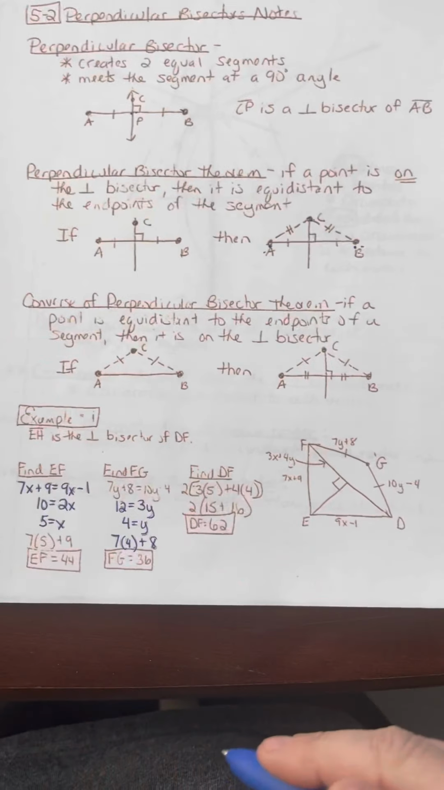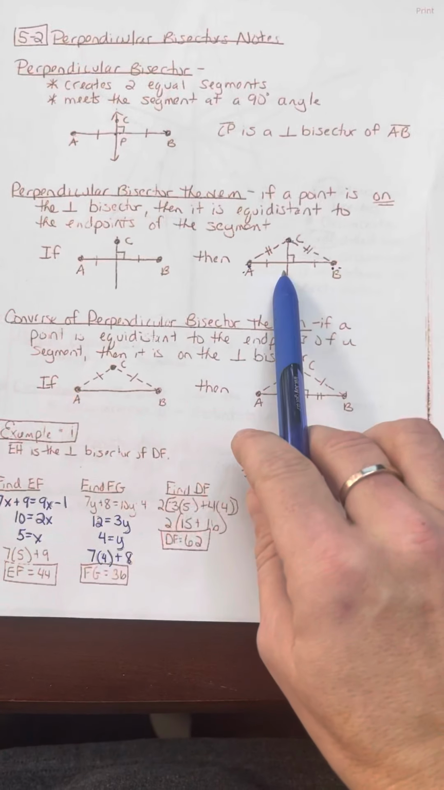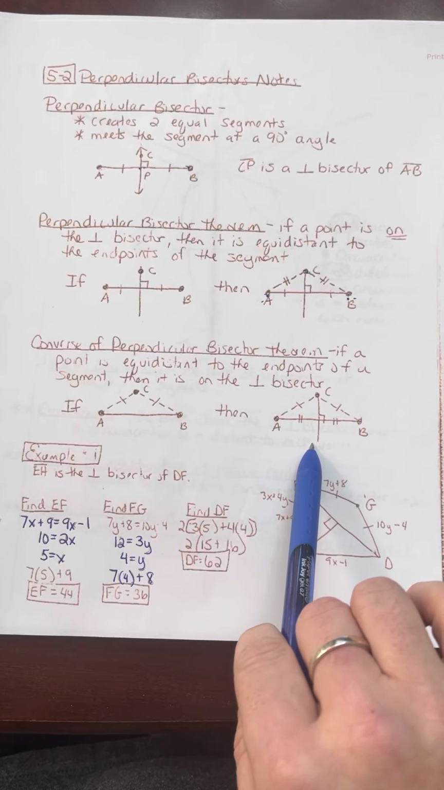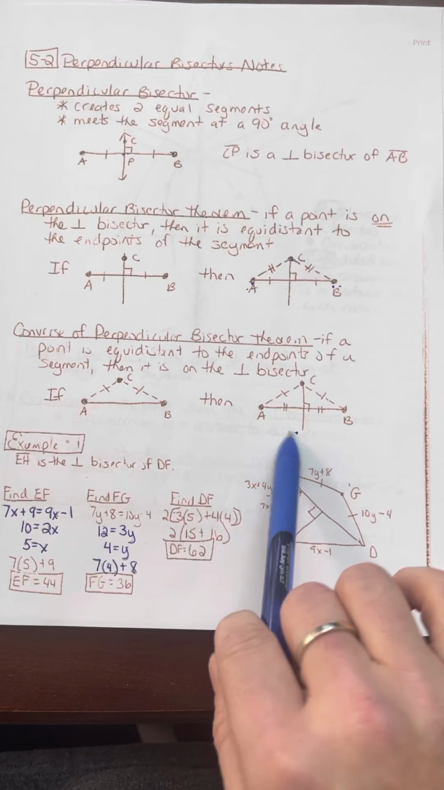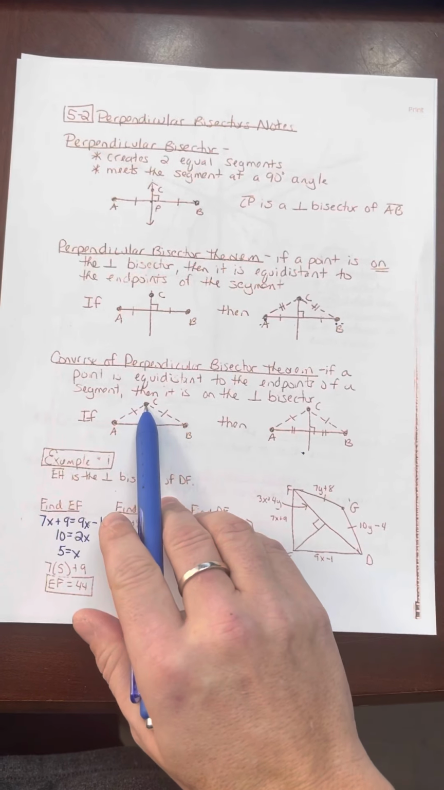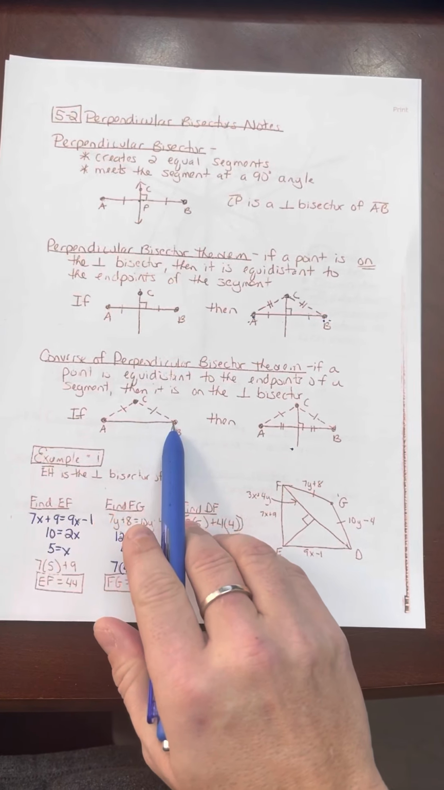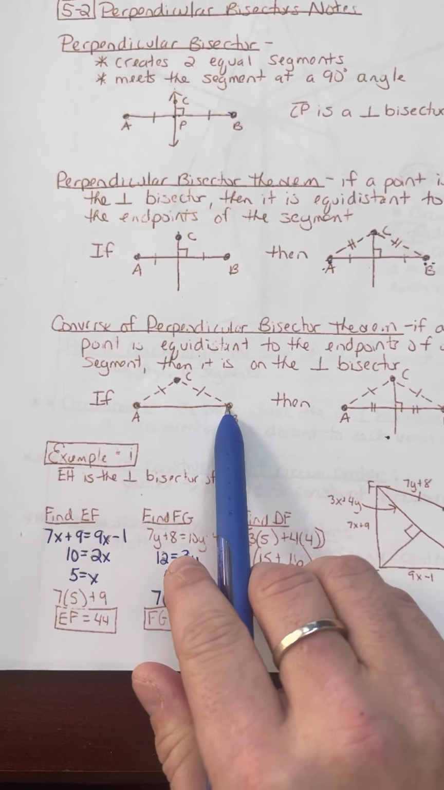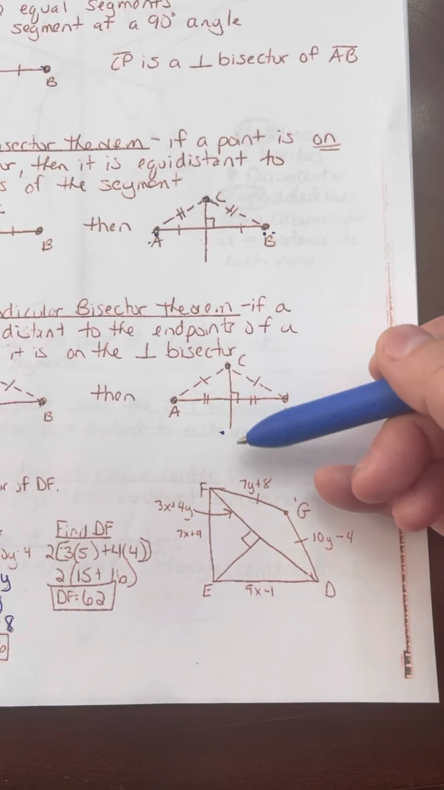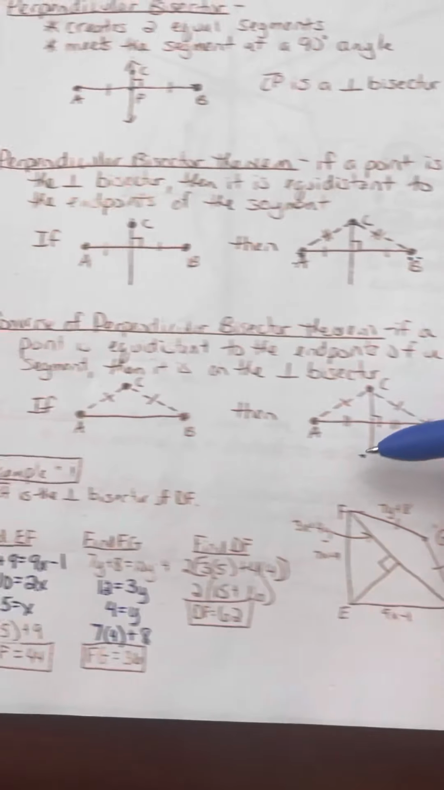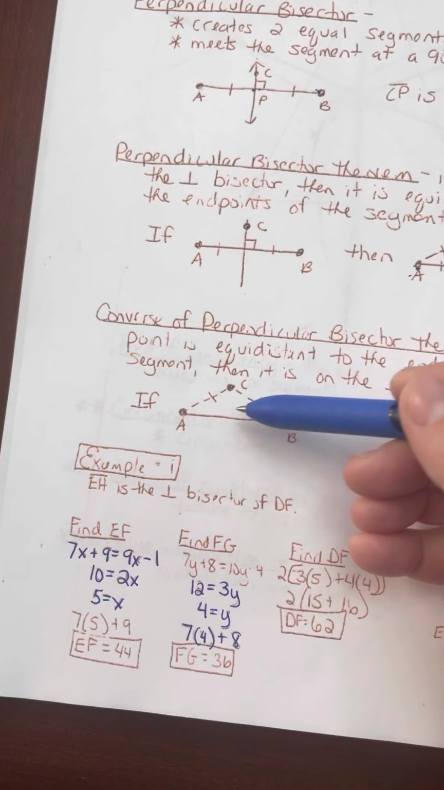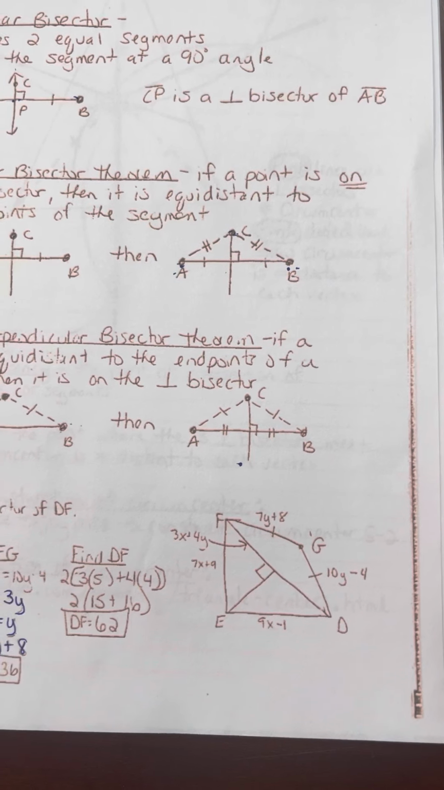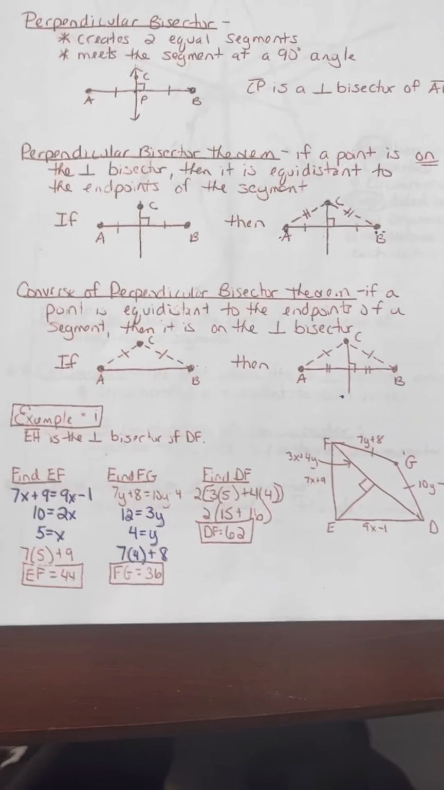The converse of the perpendicular bisector theorem, you can see my pictures up here versus my pictures down here are opposite. We know what a converse is. You switch the hypothesis and the conclusion. This should make sense to you. So if I have a point, C, that is equidistant to the endpoints, you can see that in my picture, C is equidistant to these endpoints on this line, then I know that C is on that perpendicular bisector. So if it's equidistant to the endpoints, CA and CB are congruent, then I know C is on that perpendicular bisector. So let's apply this to some examples.